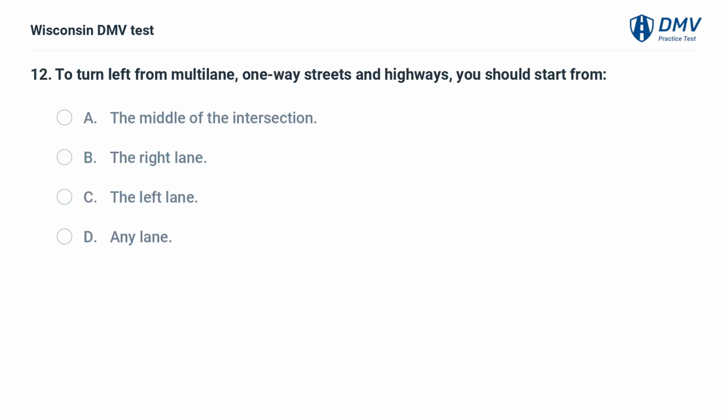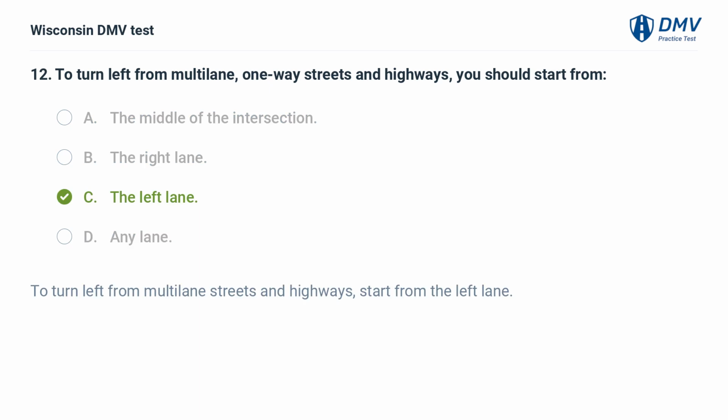To turn left from multilane, one-way streets and highways, you should start from A. The middle of the intersection. B. The right lane. C. The left lane. D. Any lane. C. The left lane. To turn left from multi-lane streets and highways, start from the left lane.